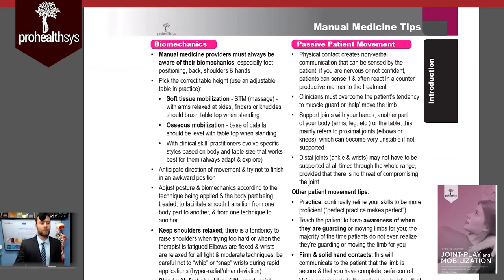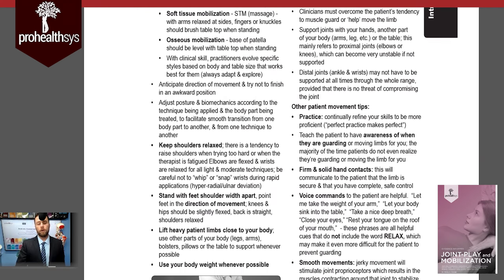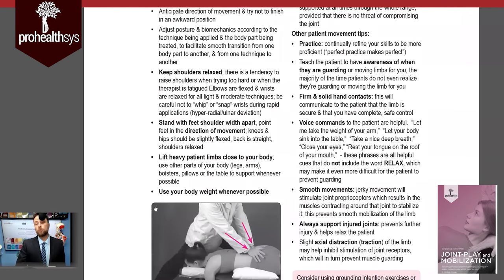So we'll see how you wobble down into that. Okay. Roughly shoulder width apart is what you're looking for. If the patient has heavy limbs, move them closer to you. Get them to the edge of the table so they feel supported. Whenever possible, use your body weight.